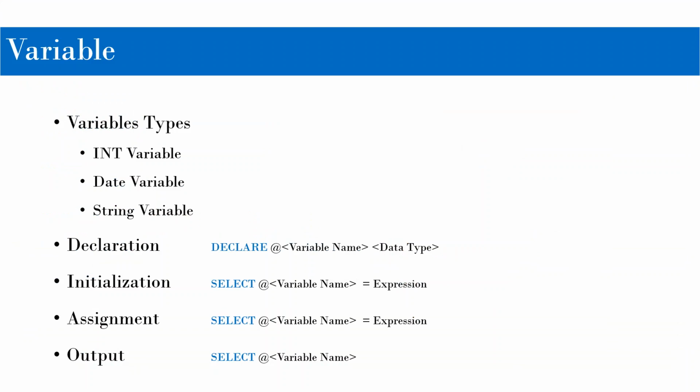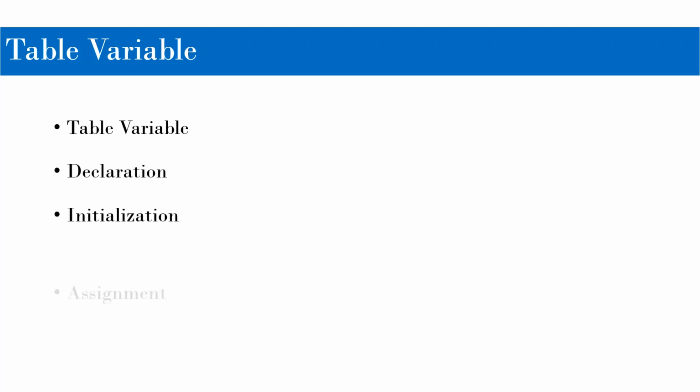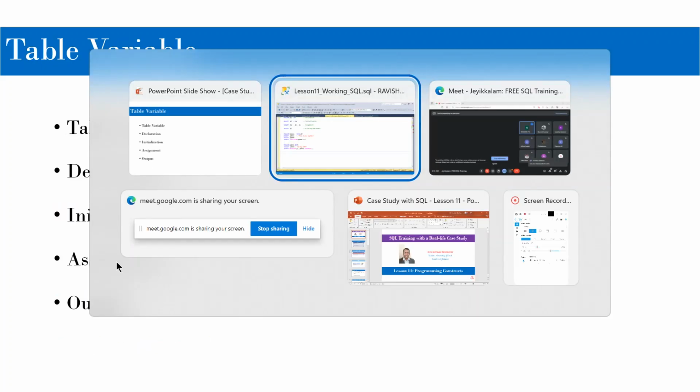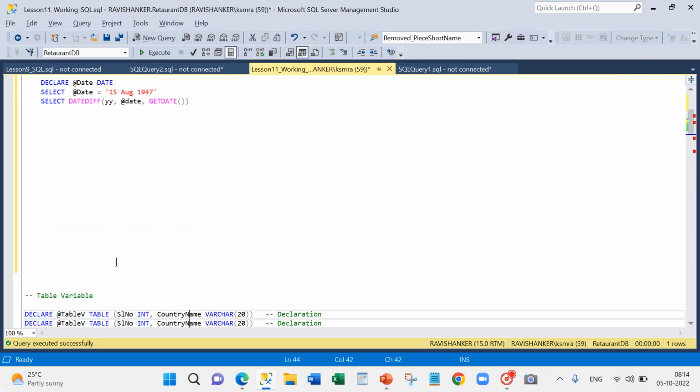So this is what we have seen on variables, and I hope it is clear. There is another type of variable called a table variable. So we are going to see how to declare a table variable. I'm going to show you one.